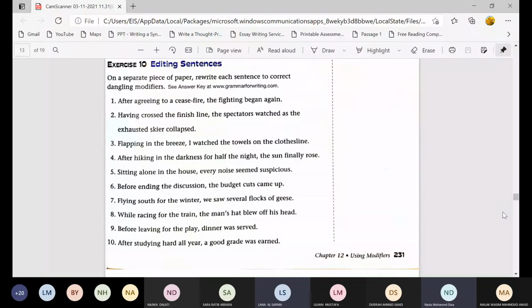Before ending the discussion, the budget cuts came up. Can I say the budget cuts came up before ending the discussion? No, here, who ended the discussion? I don't have someone or a group of people. So we have to add a pronoun or a noun for those people in the discussion, not the budget. The budget cannot end the discussion.